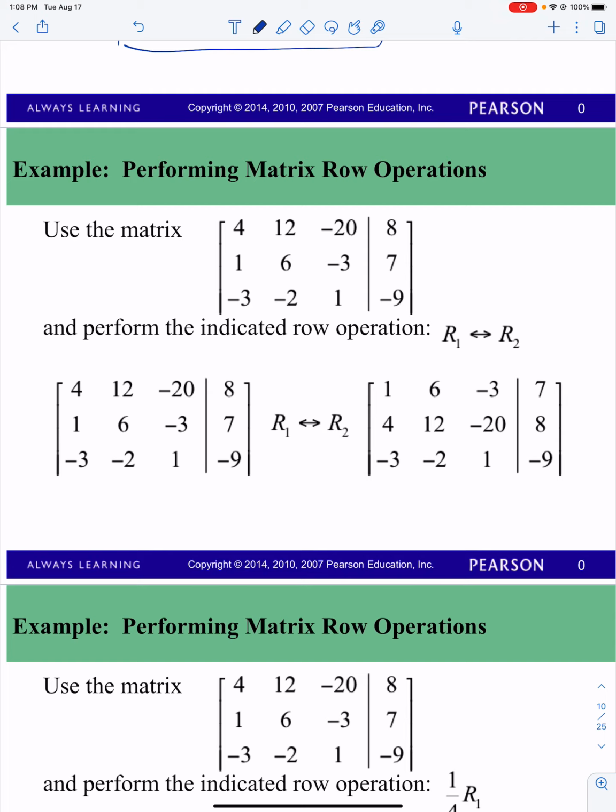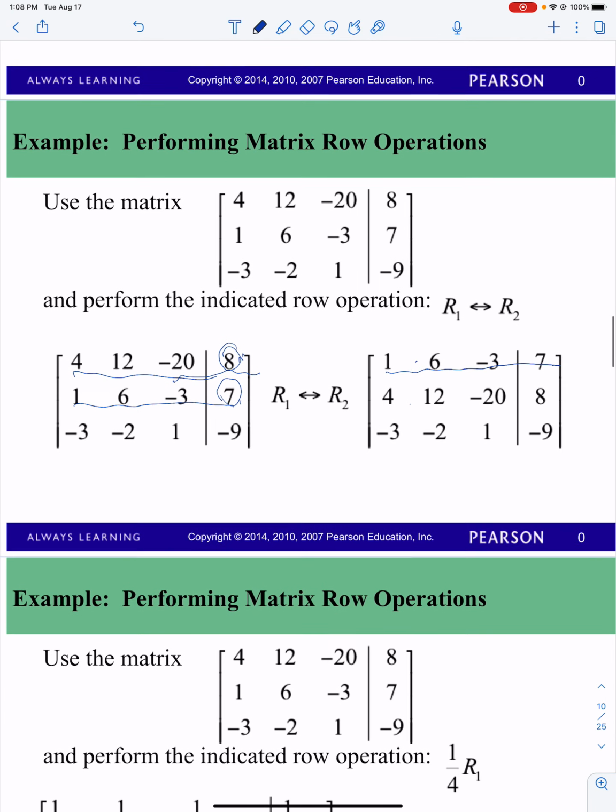You can interchange two rows. The solution will stay the same. If you have the first row and the second row, you can interchange them. When you interchange, do not forget to interchange these two numbers too. It's the whole row here, otherwise something may go wrong.